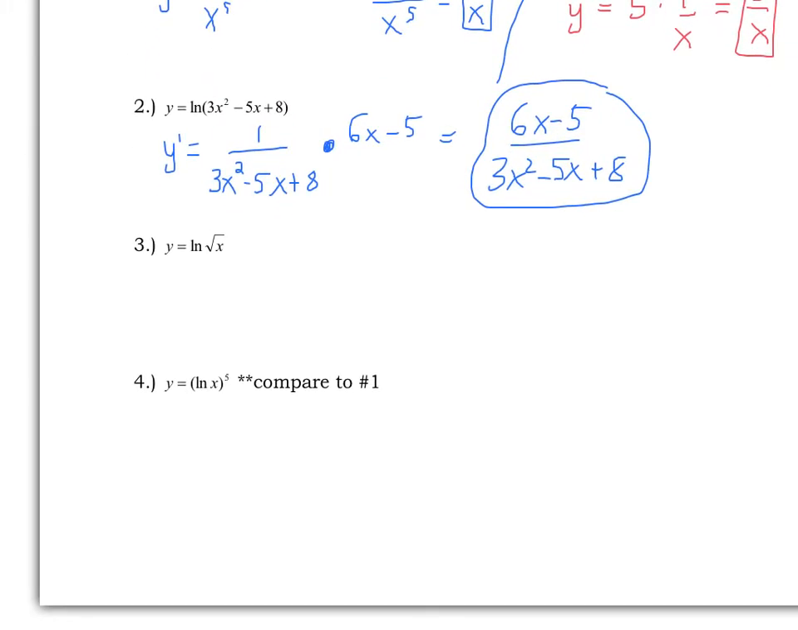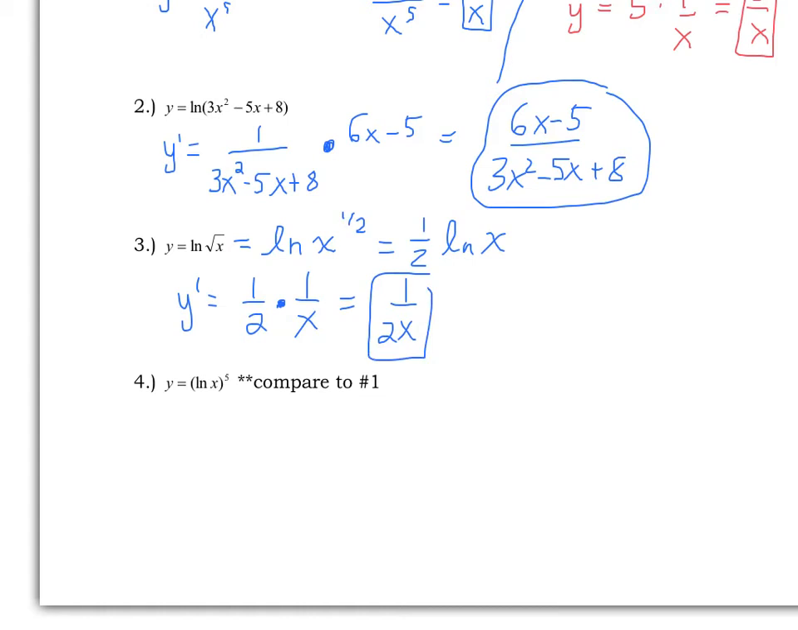Alright, number 3. This is the same as the natural log of x to the 1/2 power, right? So from here, let's use a log property. This is the same as 1/2 ln of x. So now we're ready for our derivative, y prime. So it would just be 1/2 times 1 over x. Because again, the derivative of the natural log of x is just 1 over x. So this is 1 over 2x.